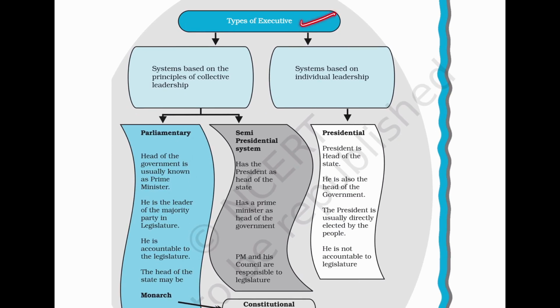So types of executive, the first one is on the basis of the system based on the principle of collective leadership. Collective leadership और यहाँ क्या है individual leadership. In the collective leadership, not one person will only be the leader, it will be a group of people who would act as the leader here or give that leadership. So within this, you have two systems, parliamentary and semi-presidential. Within the individual leadership, you have the presidential system.